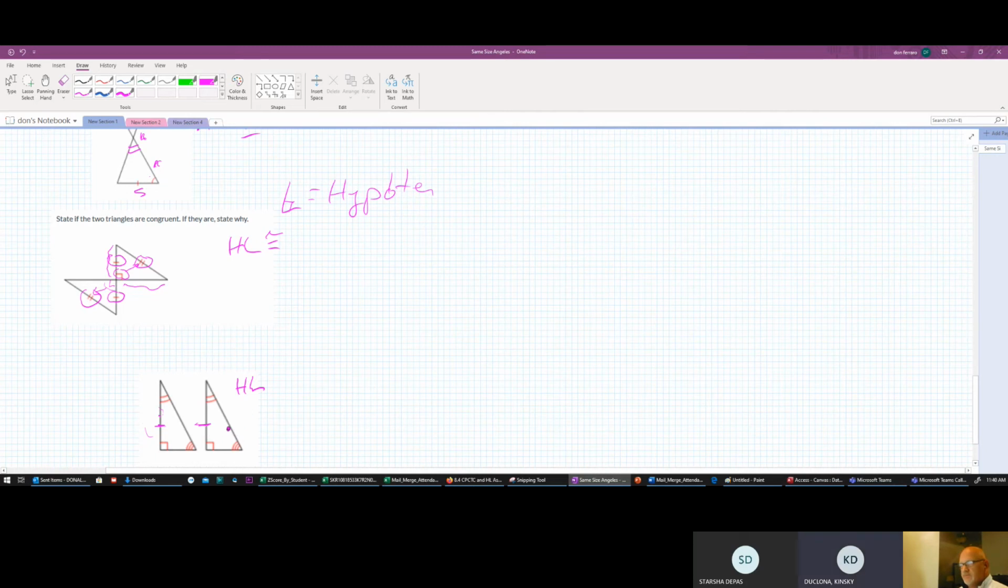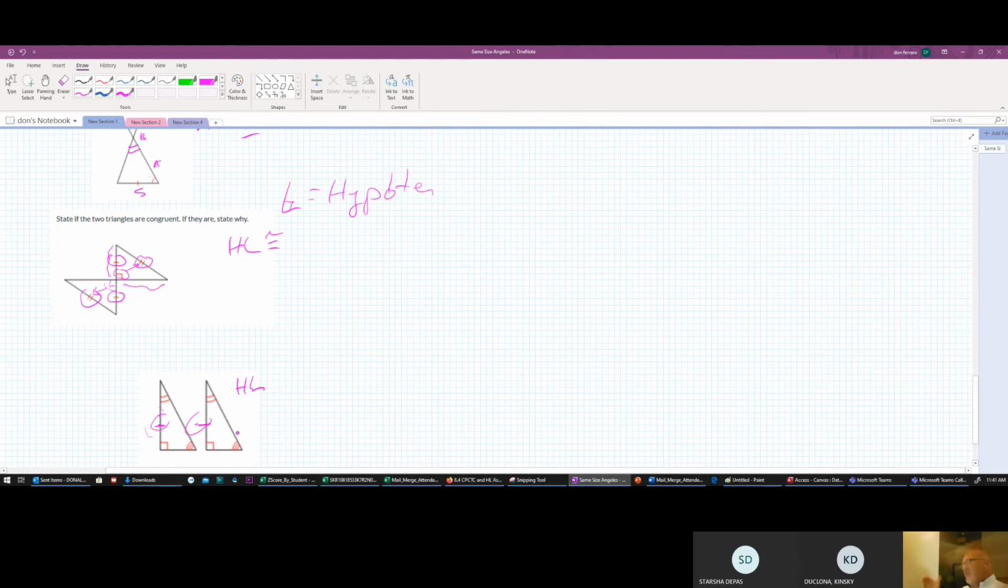Because of the hypotenuse leg thing. That's right. If it gave you the tick marks, it would be hypotenuse leg. But in this case, we've got the hypotenuse piece, but they did not tell us anything about the legs, because there are no tick marks.